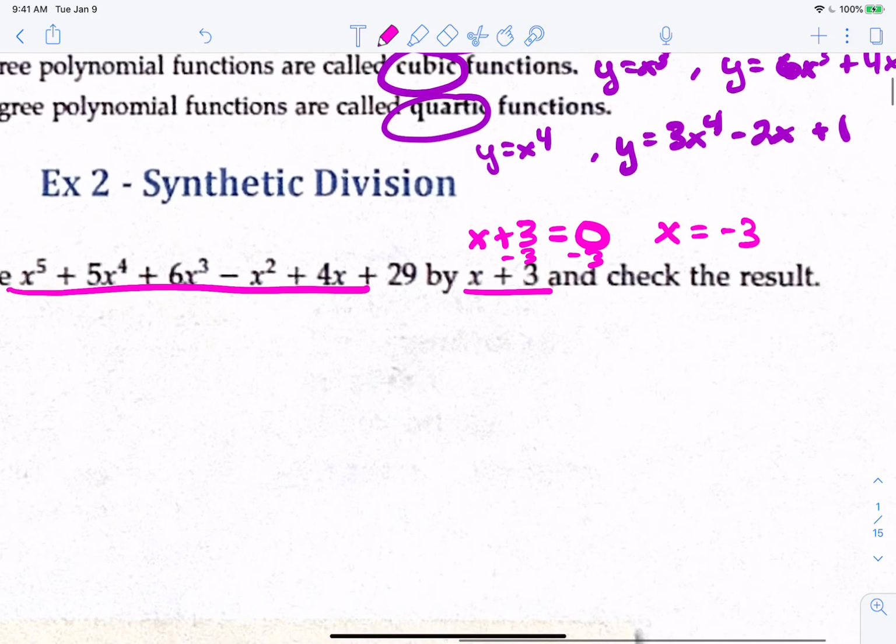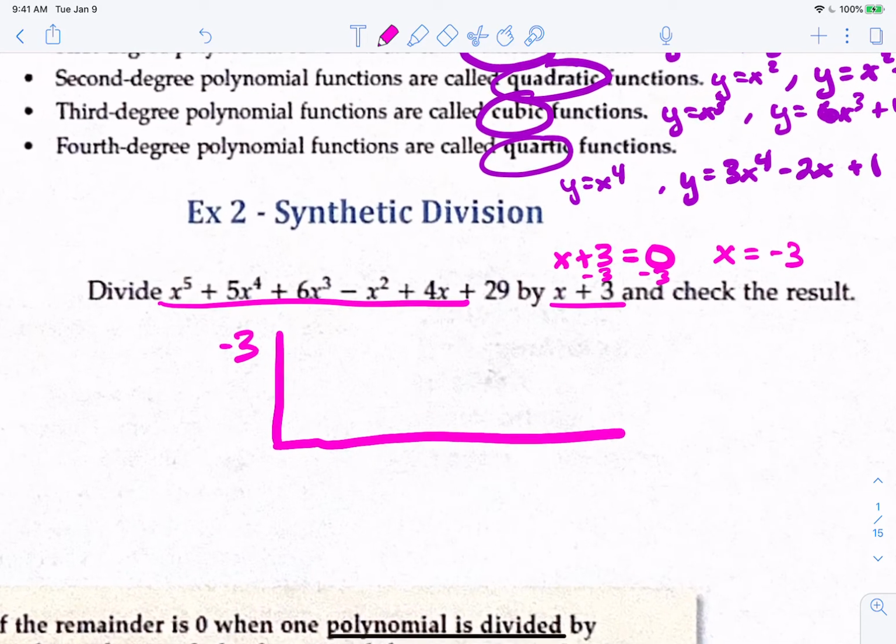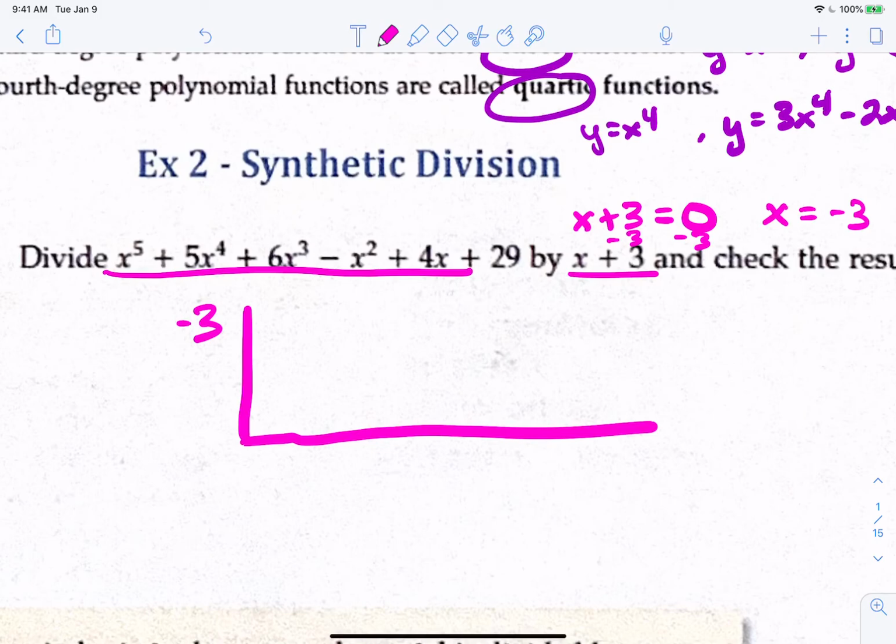Okay? Your synthetic division box is going to be set up the opposite direction. It's going to look like this, and we're going to put negative 3 off to the side over here. So your box goes the opposite direction. You need a bigger box, because we're going to have 2 rows inside of that box. We're going to have a number here and a number here, but anyway, we're going to have two rows for the box.